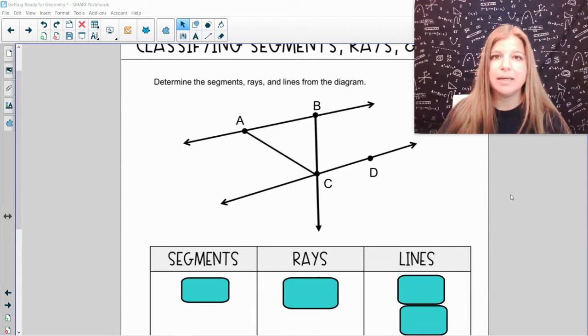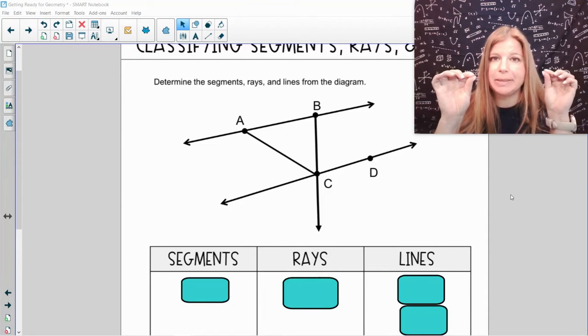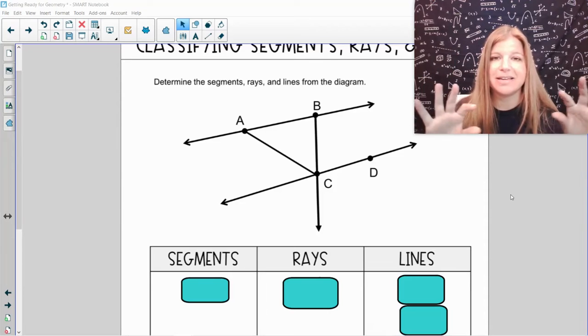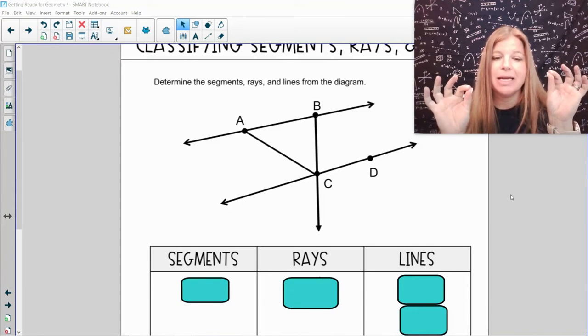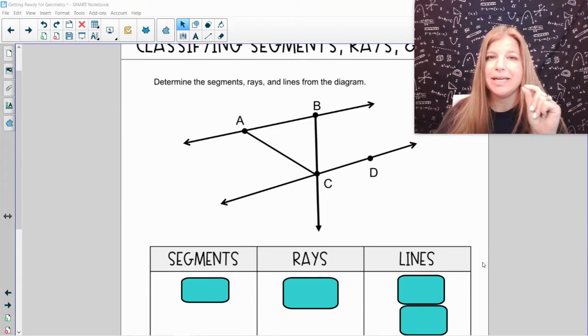A segment is a line that has two endpoints. There are no arrows extending on either end. It's just truly a set of points that make a line, but it's a segment, and so it ends with an endpoint to an endpoint. Here, I only see one exact segment, starting at an endpoint and ending at an endpoint, and it doesn't have an arrow extending in any direction.